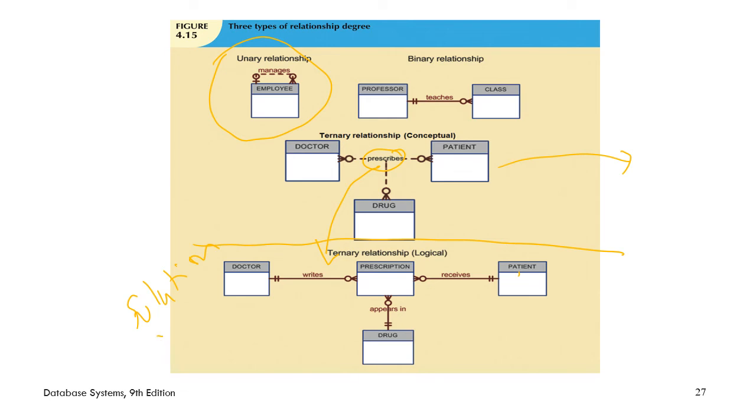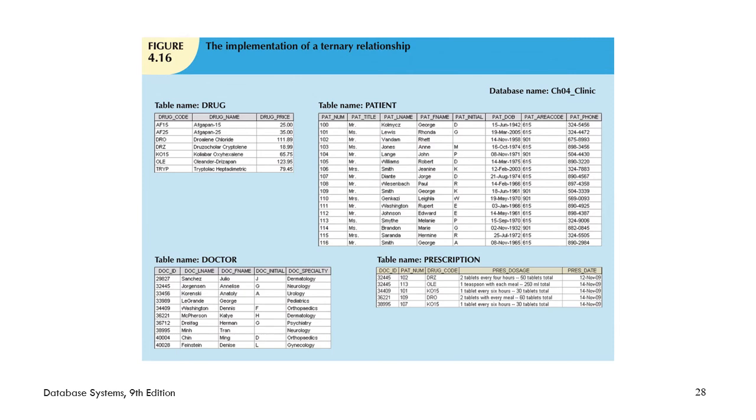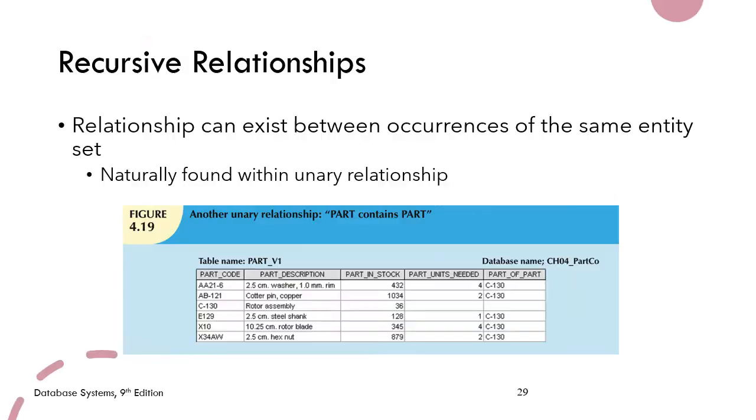Solution to implement in real database. Okay, so this is the implementation description. Recursive relationship: a relationship can exist between occurrences of the same entity, naturally found within the unary relationship.